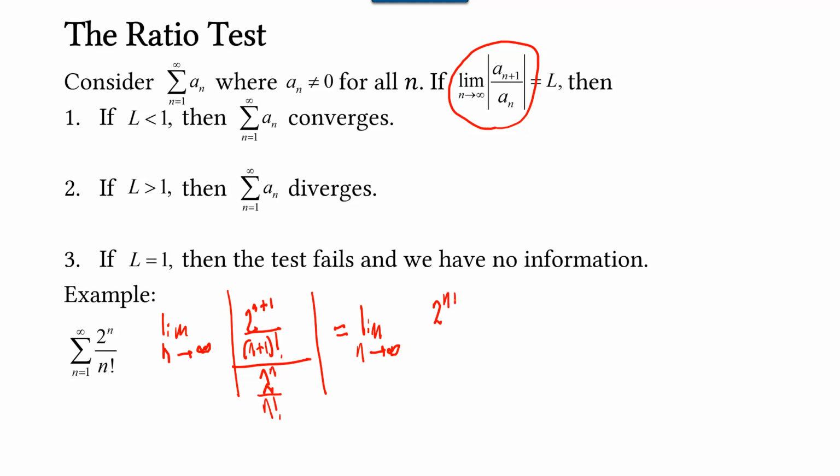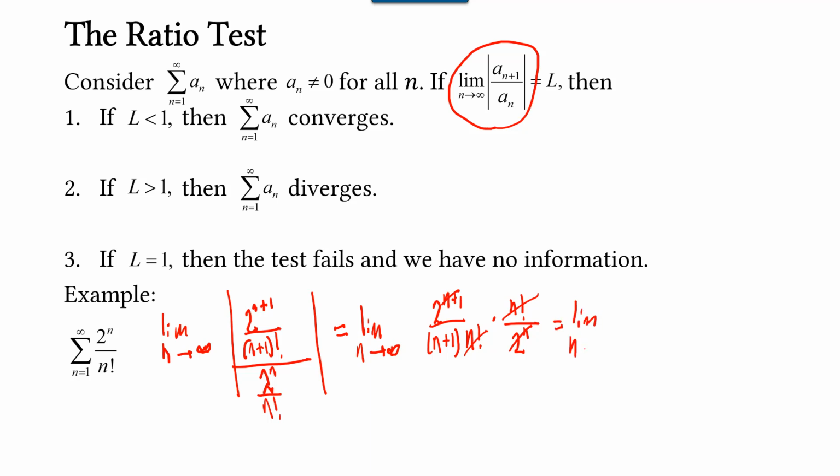So this is the same as 2^(n+1). Now, (n+1) factorial is the same as (n+1) times n times (n-1), and so on. So it's the same as (n+1) times n factorial. Since I'm dividing by a fraction, I can bring that up by multiplying by the reciprocal. And here we get a lot of nice cancellation. The n factorials cancel, and 2^(n+1) cancels with the 2^n, leaving me with just a 2 to the first, or 2, in the numerator.